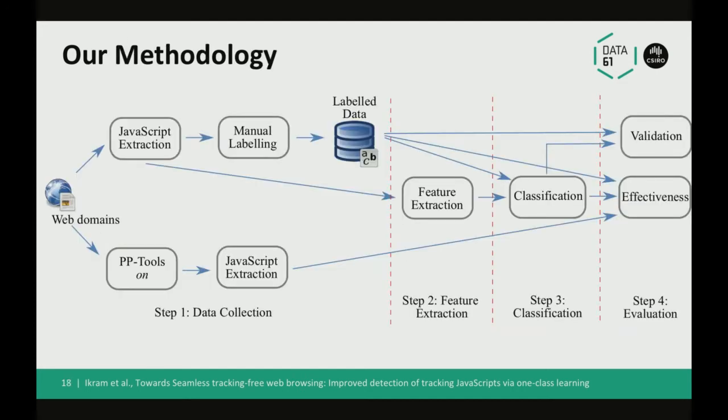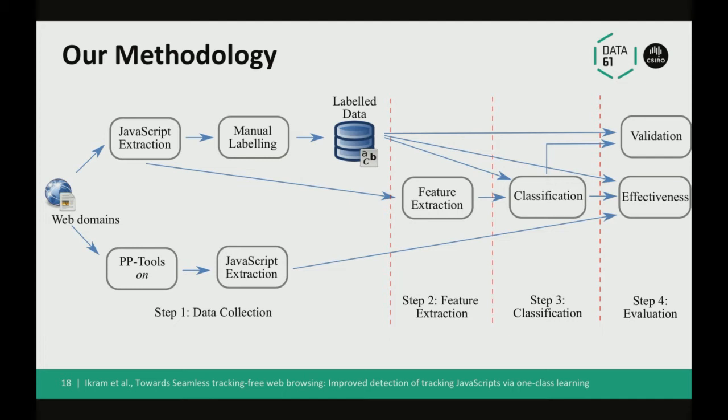So before giving you the results and analysis of our classifier, let me tell you about our methodology, which consists of 4 steps: data collection, feature extraction, classification, and evaluation. We extract DOM trees from web domains when the PPT tools were on and when they were off. We did some manual labeling to understand whether the JavaScripts are tracking or functional JavaScripts, which constitute our labeled data sets. We use that labeled data set as the ground truth for our classification.